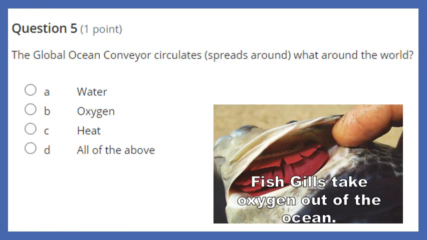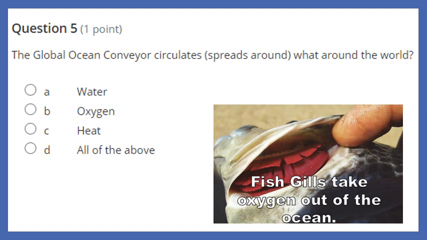Question 5, last one of the day. The global ocean conveyor circulates, spreads around what around the world? So go back and check your last question. The global ocean conveyor is a name given to the deep ocean currents because they kind of go around the globe like a loop. Okay, just like a conveyor belt kind of takes your luggage around at the airport.